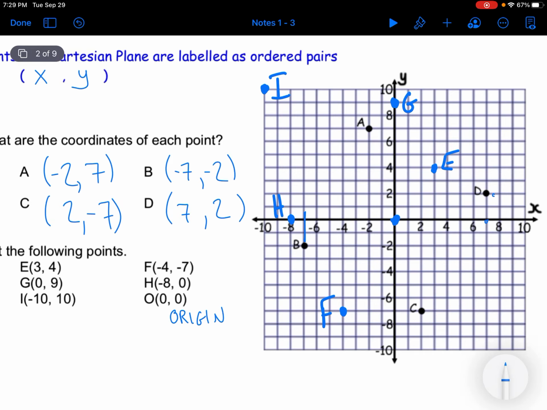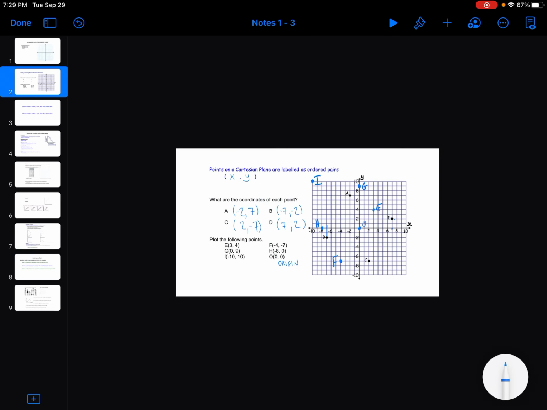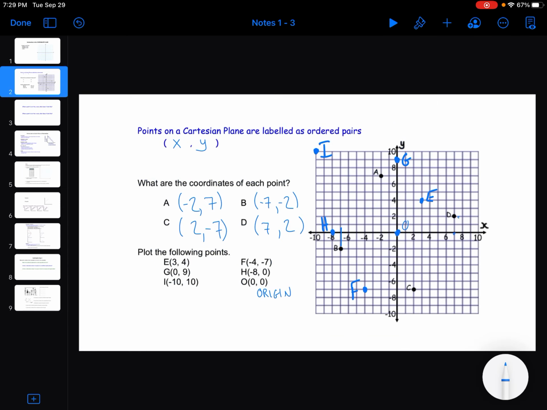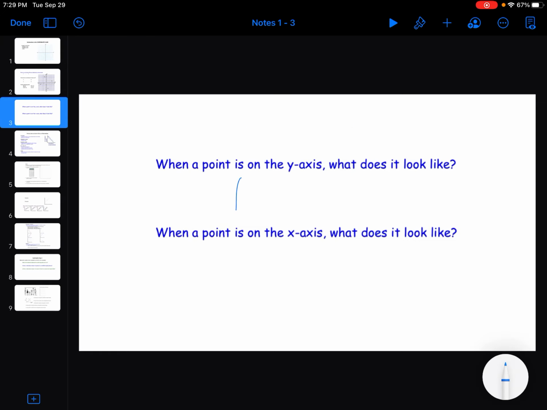Okay, that's our starting point for all of this. O, the origin. All right. When a point lies on the y-axis, what does it look like? Well, when we go back here, the point on the y-axis was G. It's 0, and then it could be just any point. So if it's on the y-axis, it's 0, and then some y value.